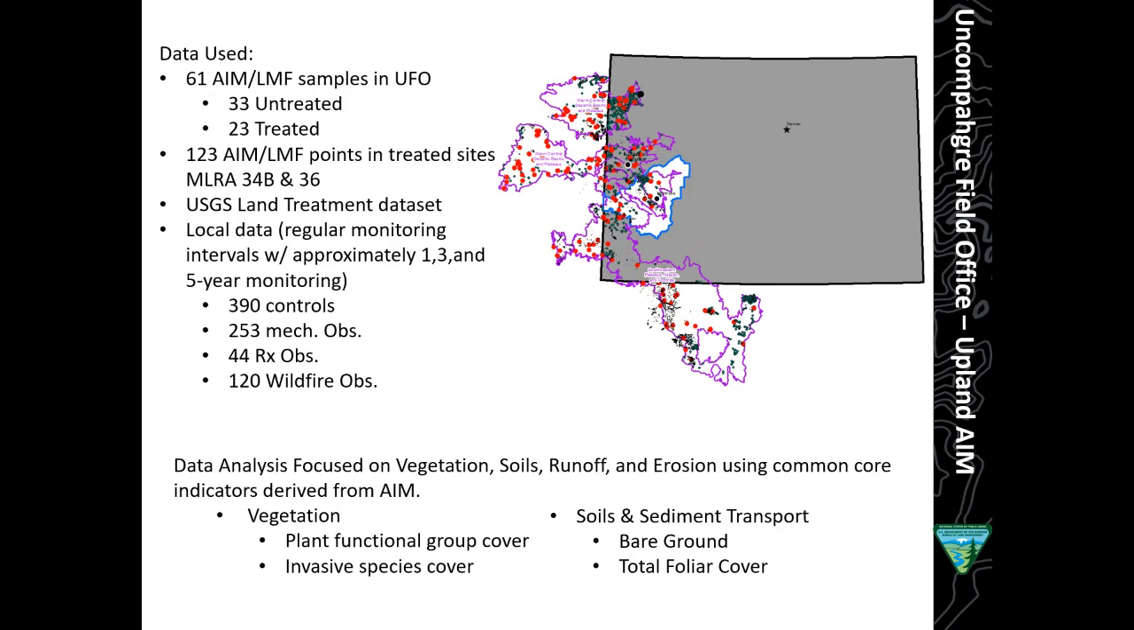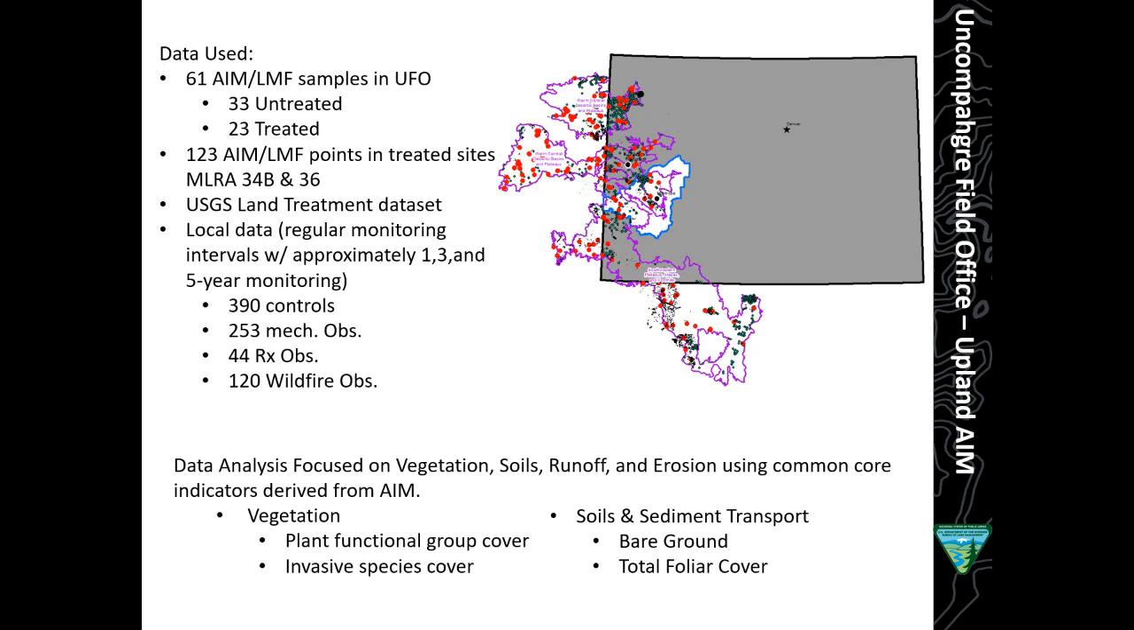So we embarked on trying to put some meaningful analysis to this programmatic approach. We used 61 AIM and LMF samples that occurred within the UFO. We used the USGS land treatment database to attribute them as treated and untreated. We did the same thing with 123 AIM and LMF points in treated sites outside of our field office in the same MLRA 34B and 36 that our field office occurs in.